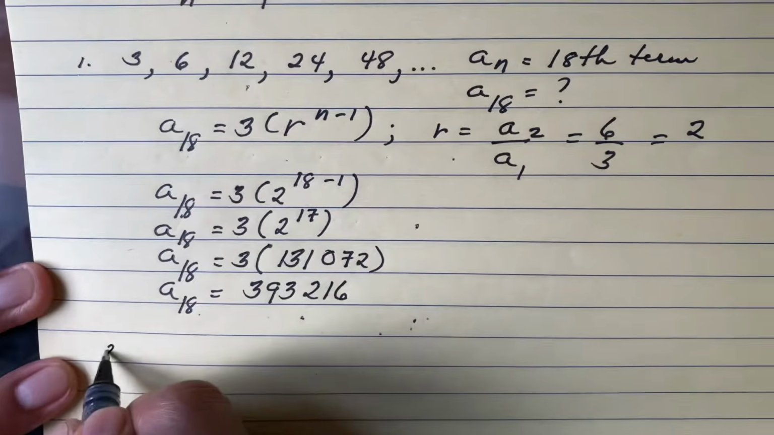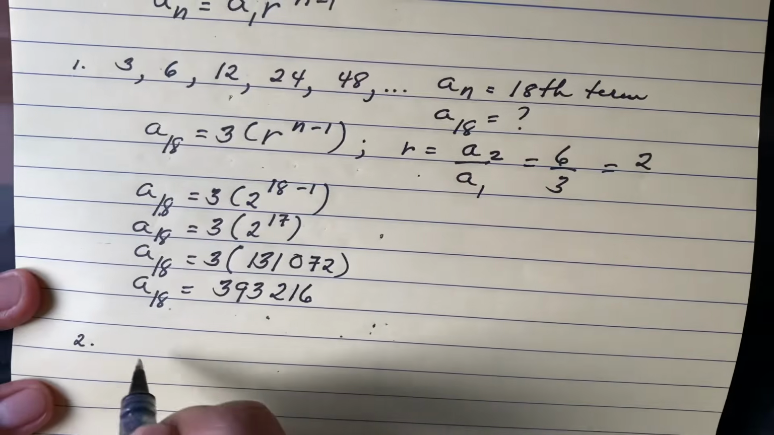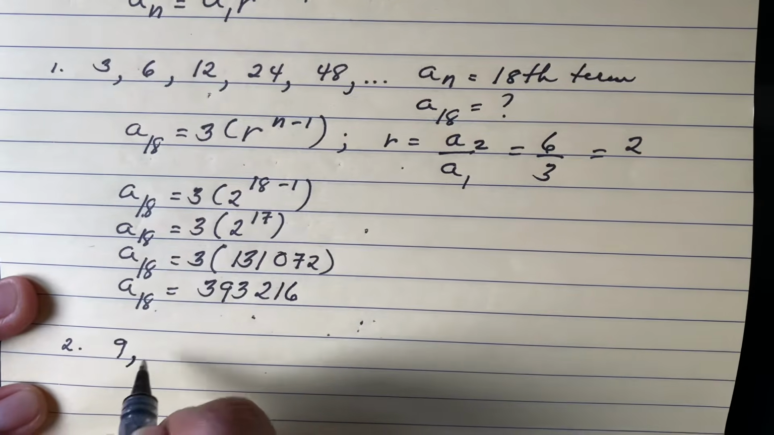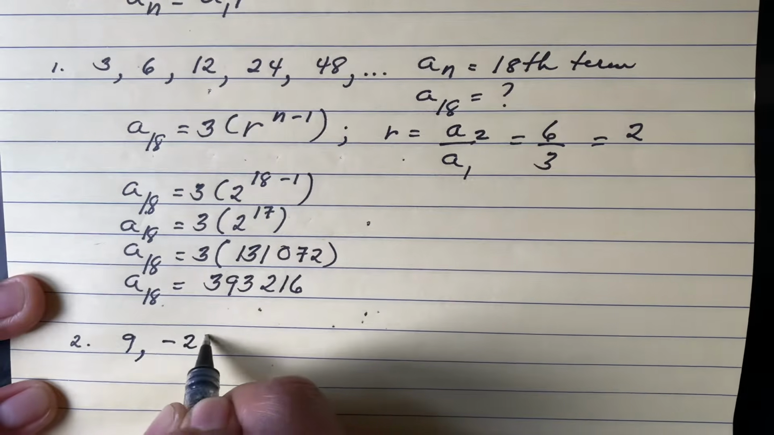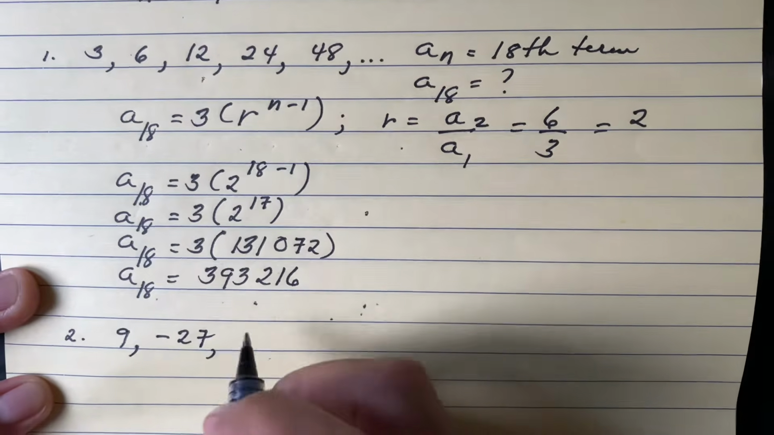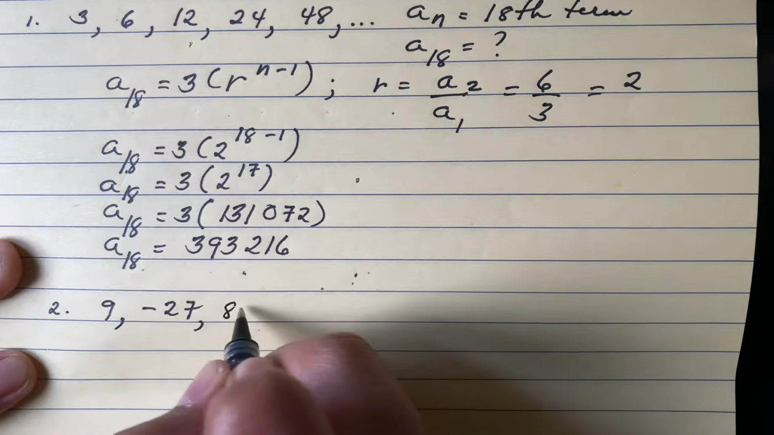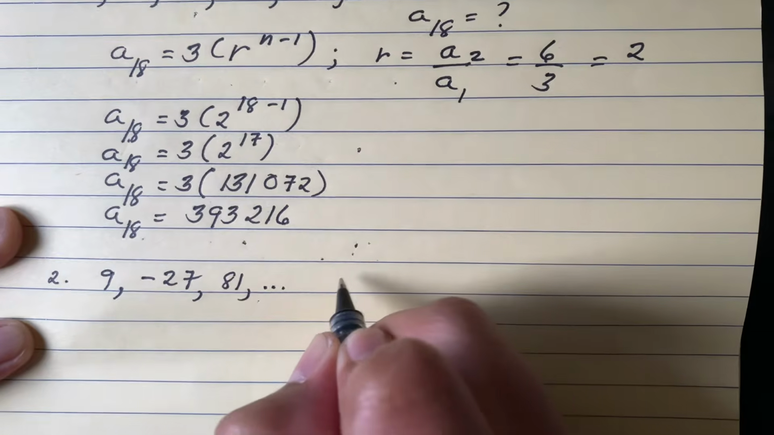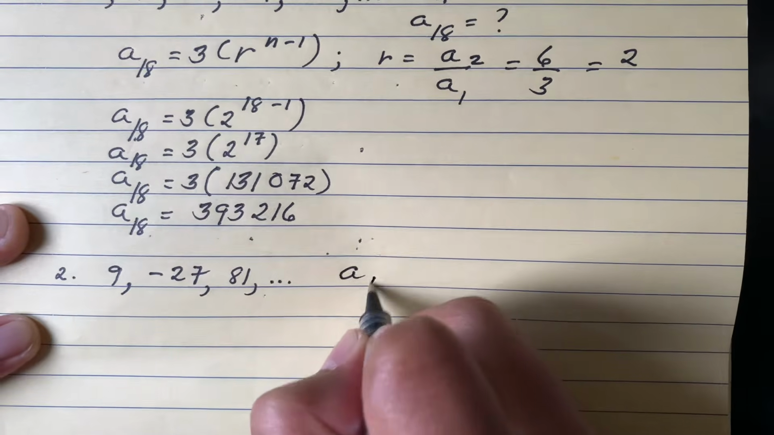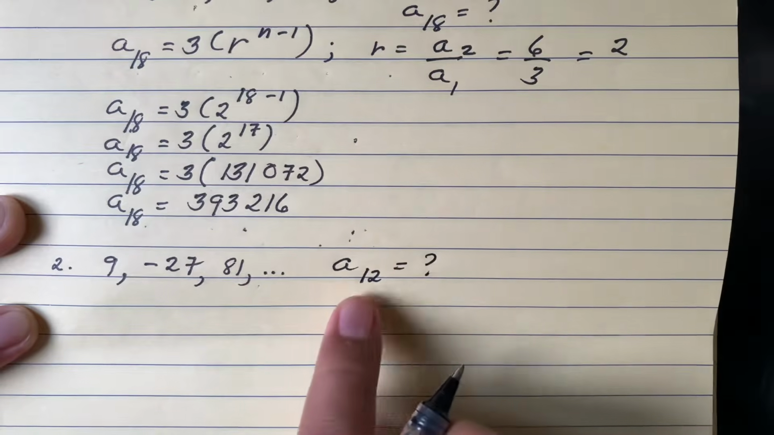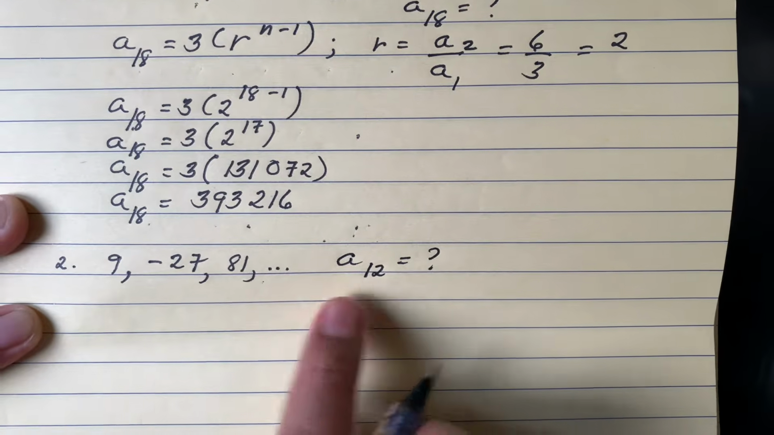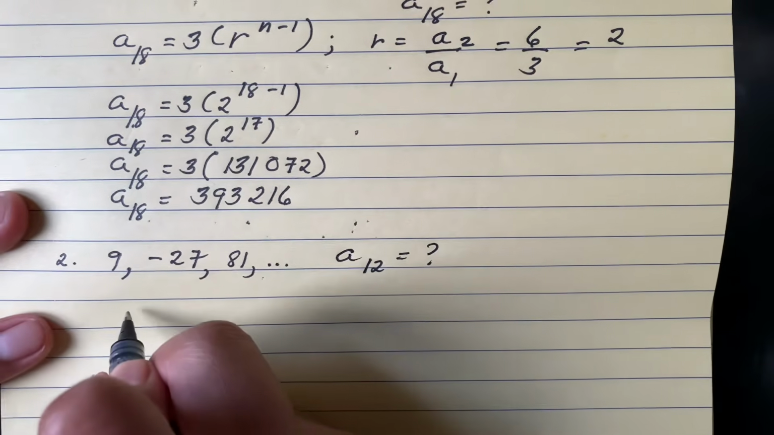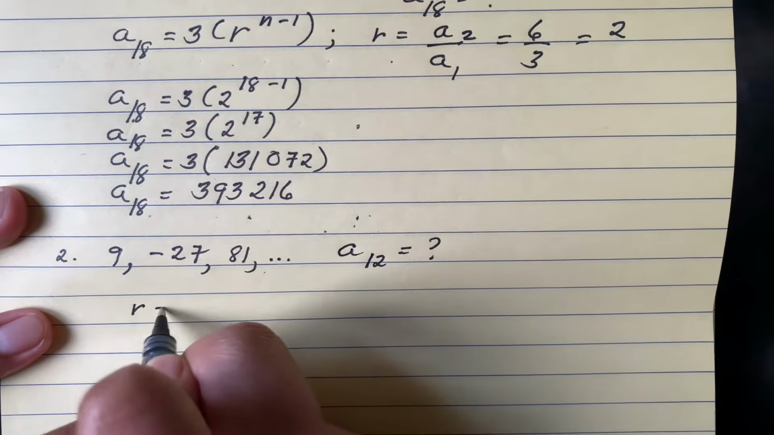Another example. Let's say we have 9, negative 27, then we have 81, and so on and so forth. We are going to look for the value of, let's say, a sub 12. We are going to find out our 12th term in the given geometric sequence. Of course, the first thing to do is you look for r.